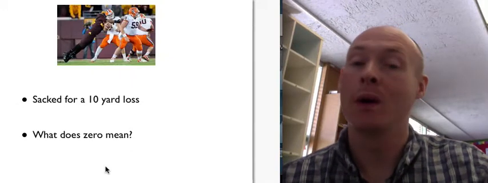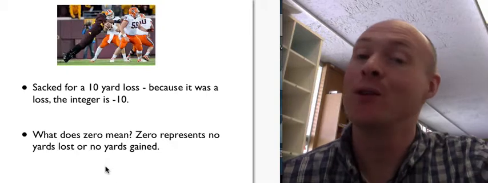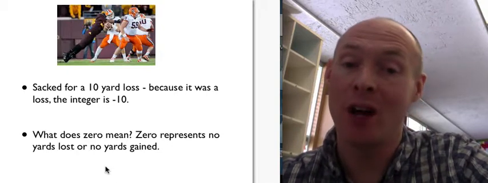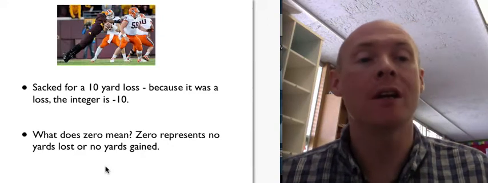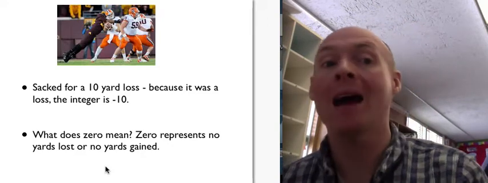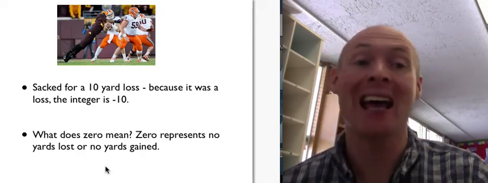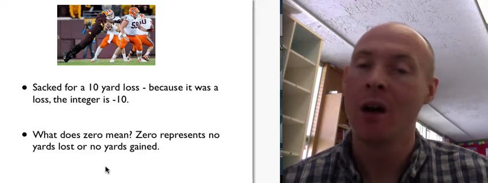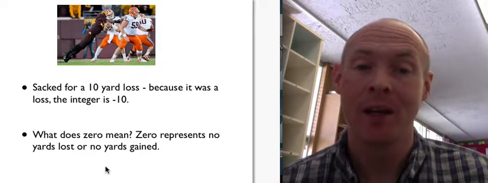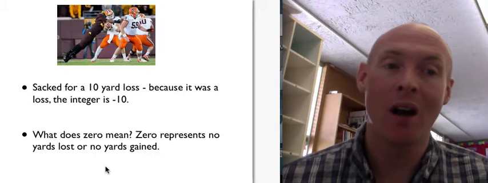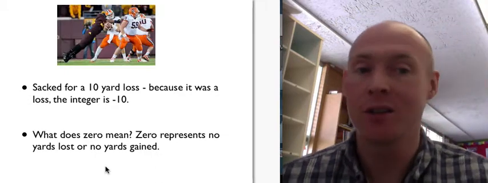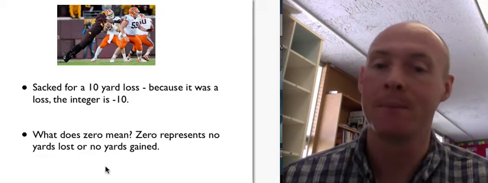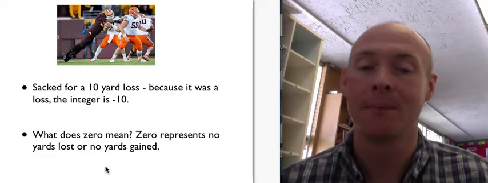Okay, welcome back. That quarterback. If you were sacked for a 10-yard loss, the integer would be negative 10. Why? Because it was for a loss. You went backwards. Negative 10. You're sacked for a 10-yard loss. So what does 0 mean? 0 just represents no loss or no gain. You didn't go forward. You didn't go backwards. You just sort of stayed right where you were. That is what 0 would represent.